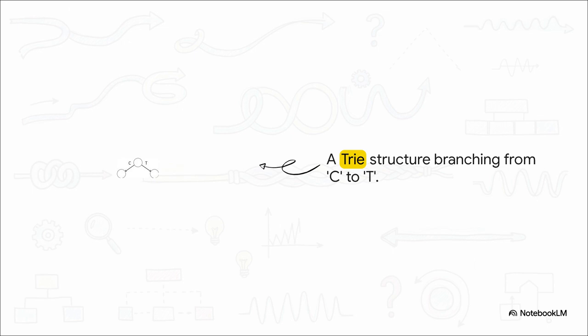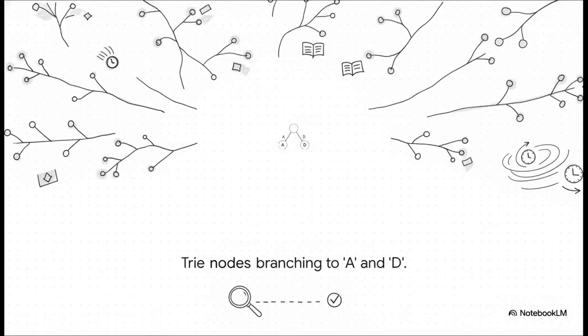It's incredibly efficient. By branching character by character like this, things like autocomplete features and dictionary checks become lightning fast. Finding a word is simply an O(M) operation, where M is literally just the length of the word you're looking for. It is entirely independent of how many millions of words might actually exist in the entire dictionary.